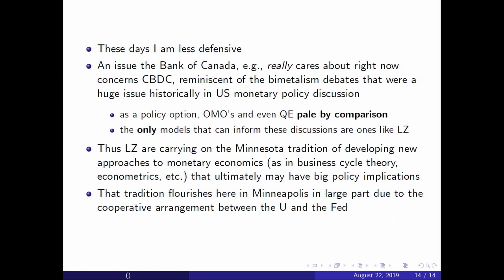So in conclusion, Lagos and Zhang are carrying on the Minnesota tradition of developing new approaches to monetary economics, as the Minnesota tradition develops new approaches to business cycle theory, econometrics, etc. They could be purely theoretical. When people worked on the overlapping generations model, it didn't seem so obvious what the policy implications were. But they ultimately may have big policy implications.